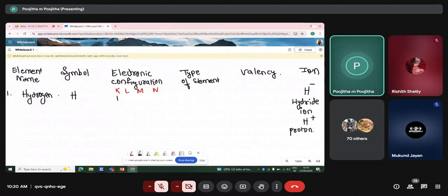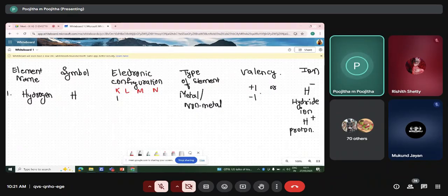Okay. So hydrogen shows some properties similar to metal, some properties similar to non-metal. So it is still ambiguous. Hydrogen can be classified as both metal and non-metal. So valency can be +1 or valency can be -1. Done?